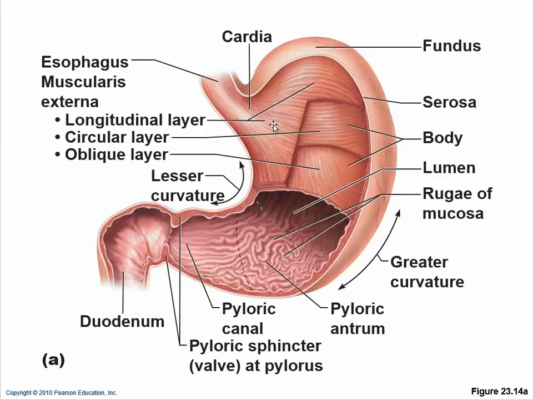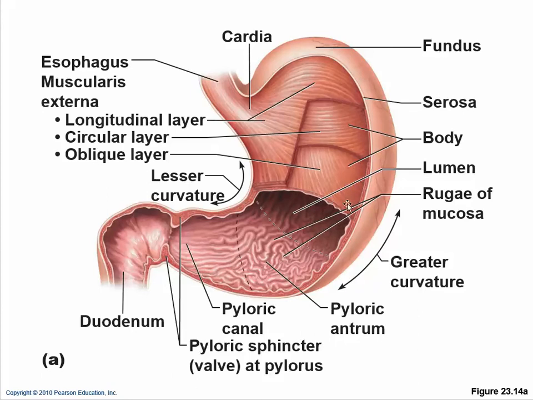The walls have a mucosa and a submucosa. The muscularis has 3 layers of muscles. There's a circular layer, a longitudinal layer, and an oblique layer, because the propulsion is more about churning.